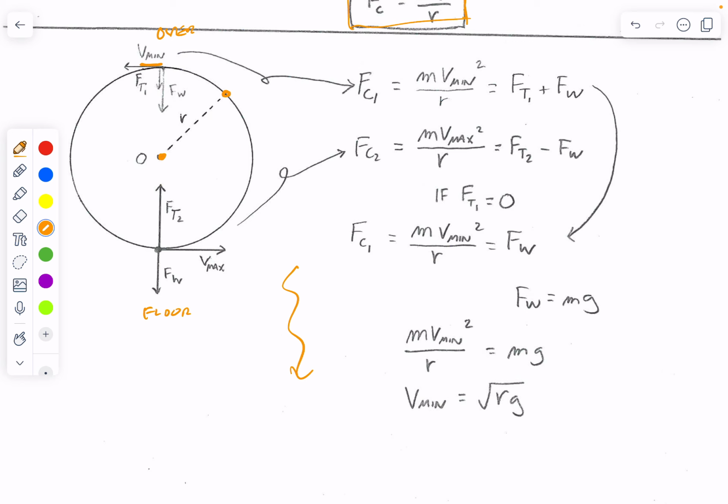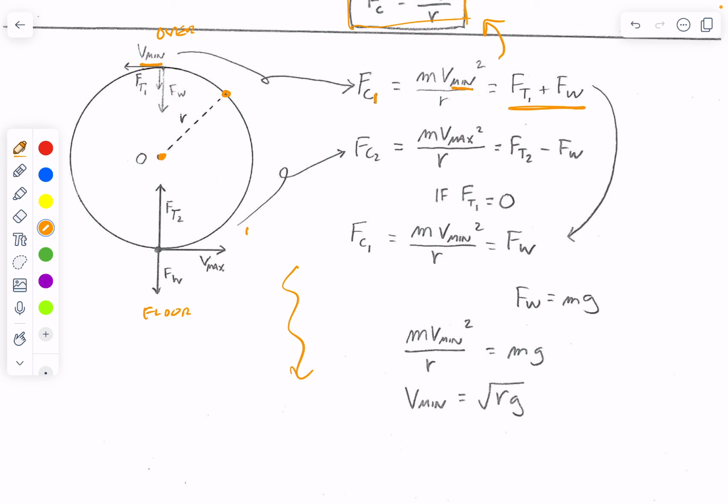That minimum velocity is what we want to look at now. So when we do a vector analysis, we see that my centripetal force at the very, very top is equal to my mass times my minimum velocity squared over r. That's the equation that we just derived up here. And that centripetal force is made up of two forces, the force of tension in the string and the force of weight, pulling it down. That overall centripetal force is the sum of those two.